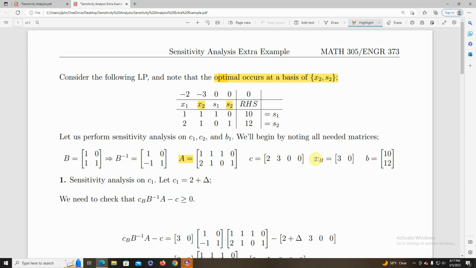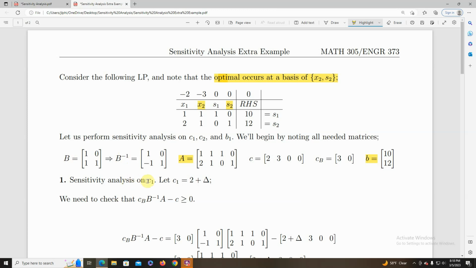And if you look at the cost on the basic variables, the cost is 3, because remember these are opposite signed, and 0. So getting the basic cost and the basis coefficient matrix come off of knowing what variables are in the optimal basis. The right-hand side is pretty self-explanatory. We have 10 and 12. And then the only thing left to do is invert this matrix B to get B inverse. That's all we will need to be able to perform this basic intro sensitivity analysis.